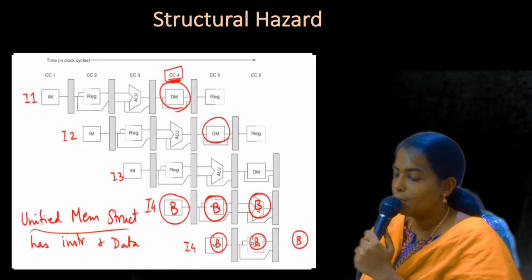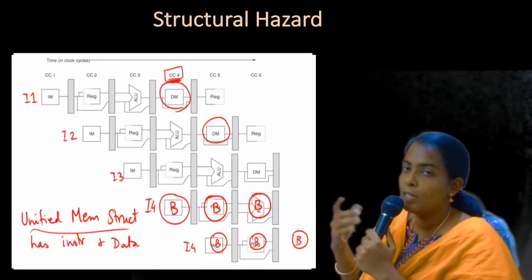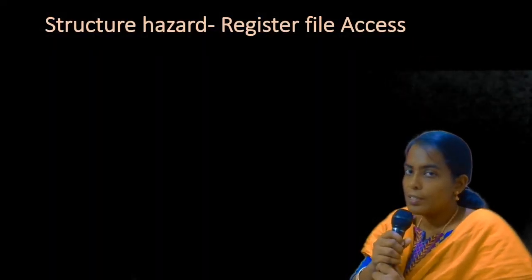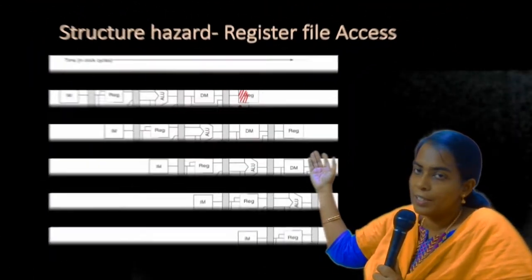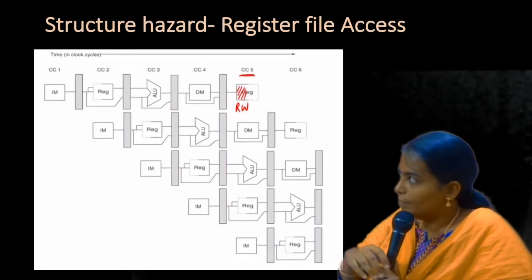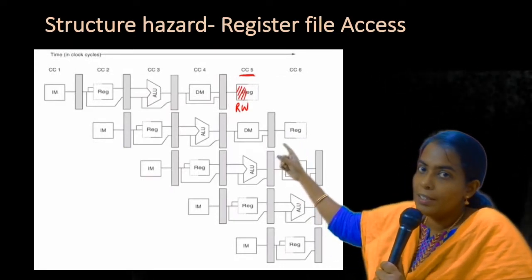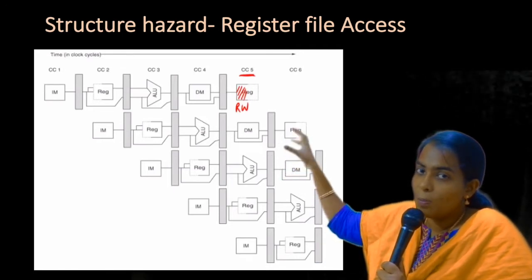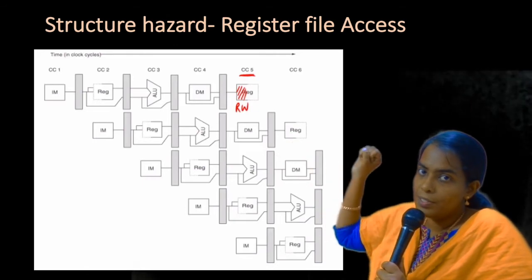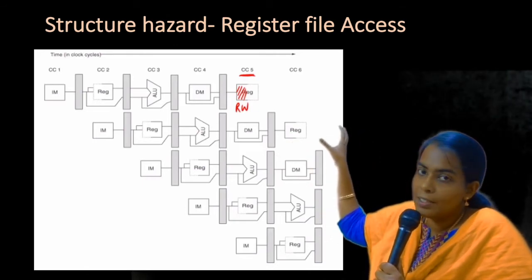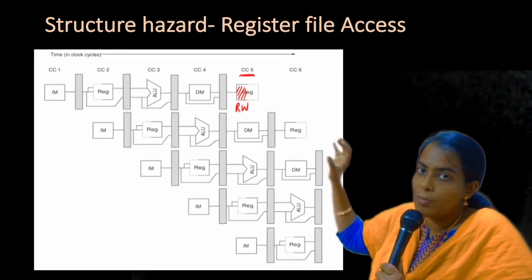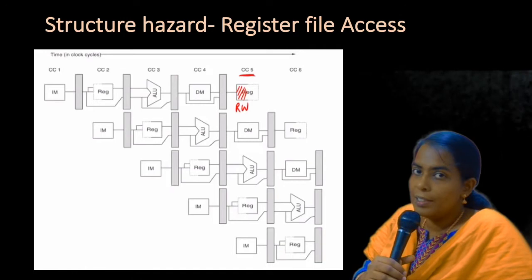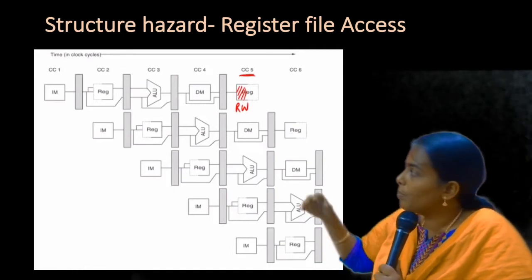So this is an example of how memory is referred to and how a conflict occurs. This is an example of a structural hazard, now looking at how the register file is accessed. In this example, instruction 1, at the second clock cycle, is referring to the register, where the operands are read from the register. At the 5th clock cycle, the processor is performing a write operation into the register.